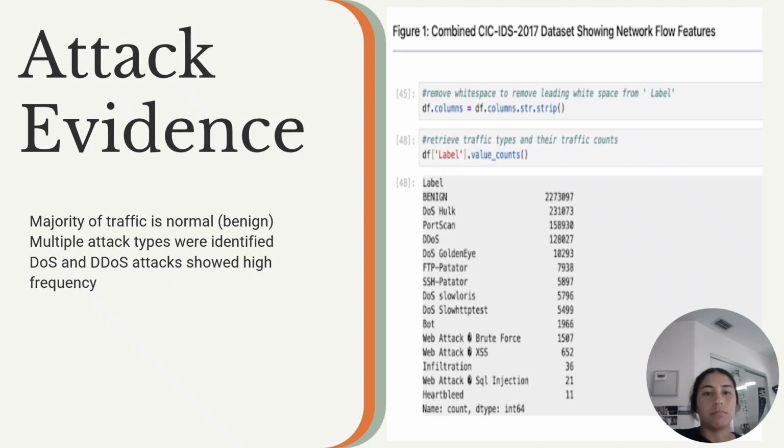When we analyzed the data, we compared our expectations to what actually happened. As expected, most traffic was benign. However, we found that DOS and DDoS attacks appeared very frequently, confirming our hypothesis about high-volume traffic. We also identified multiple attack types, including port scans and brute force attempts. One interesting finding was just how dominant DOS-related attacks were compared to others. This shows how common and disruptive these attacks are in real-world environments.